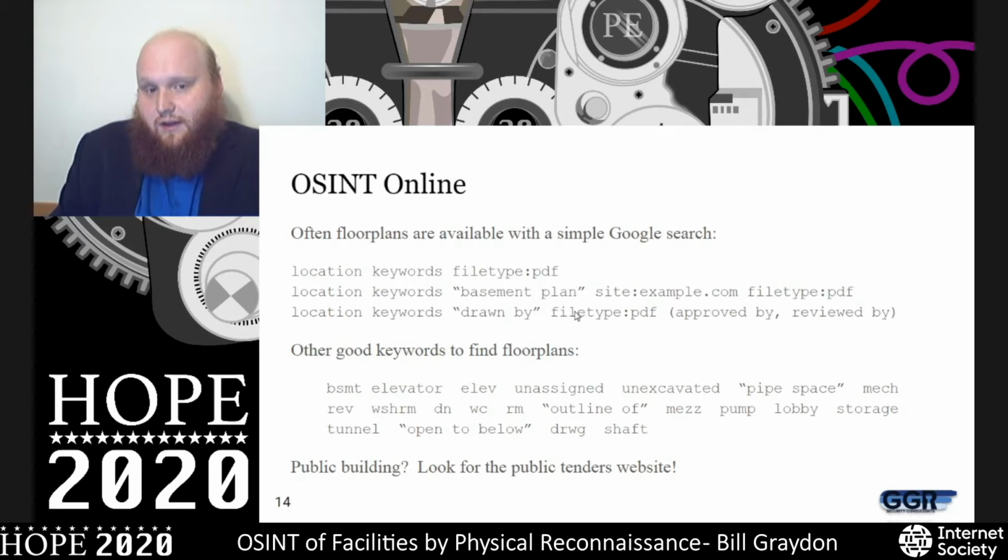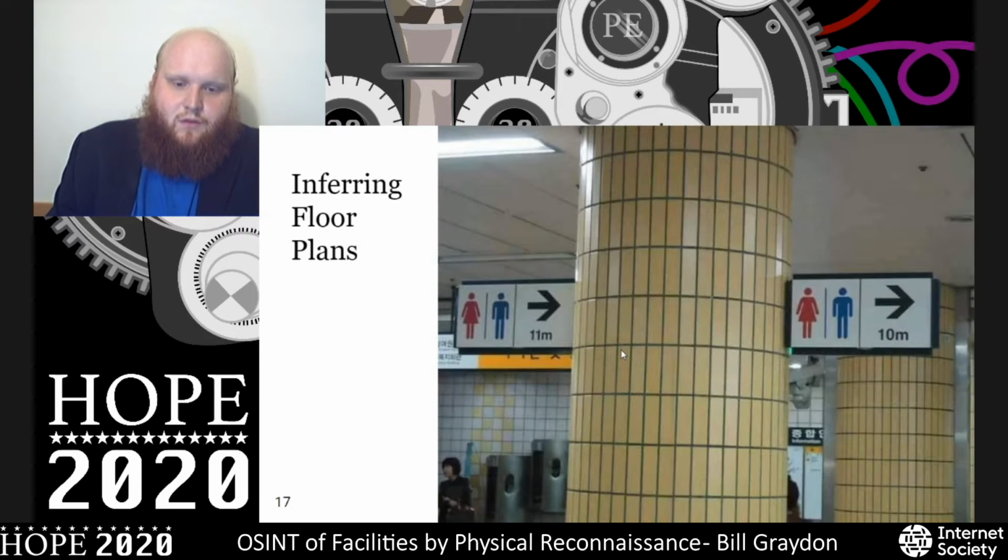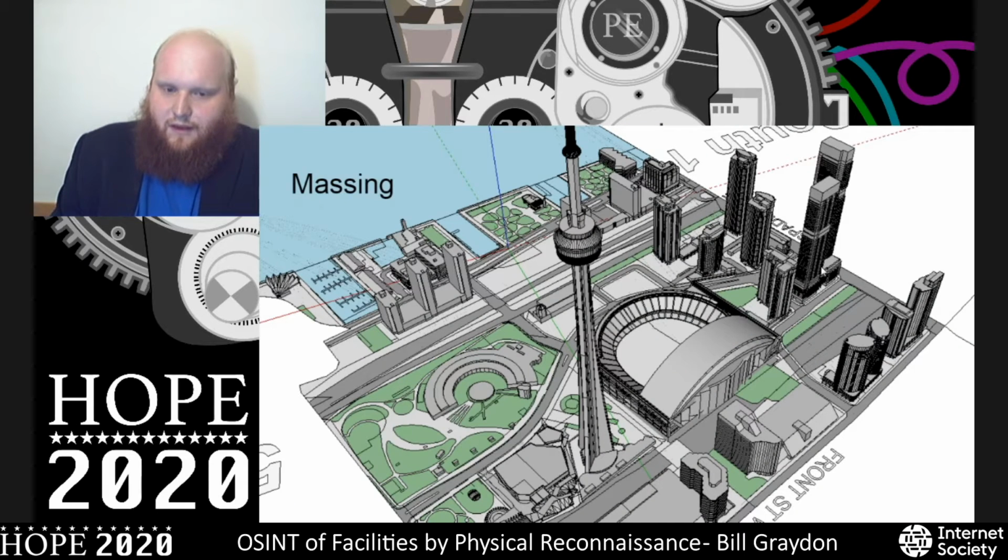So look for PDFs, which is how most floor plans are, and on the site that is interesting to us, as well as a couple other good keywords that are very frequently found on floor plan files. When we're inferring floor plans, so if we don't have that, then we're not going to get a very high level of accuracy, but we will get something that's topologically good enough for whatever operation we have planned.